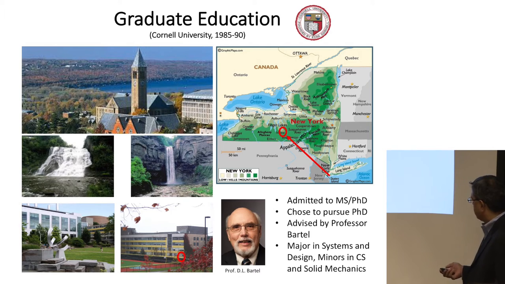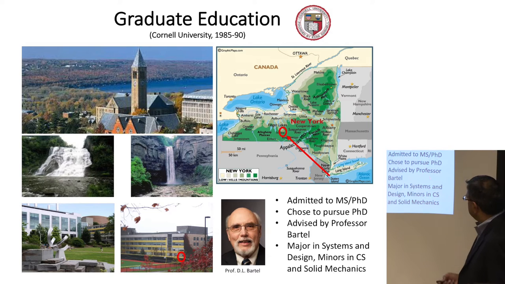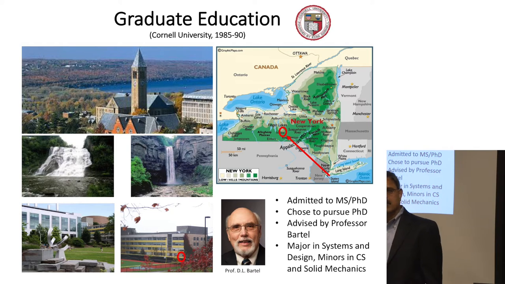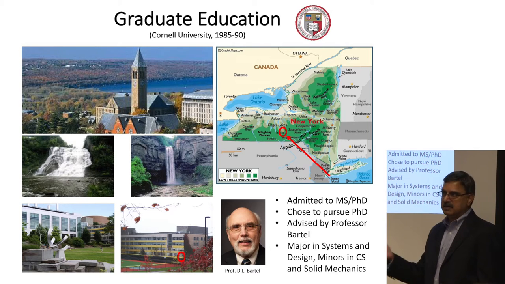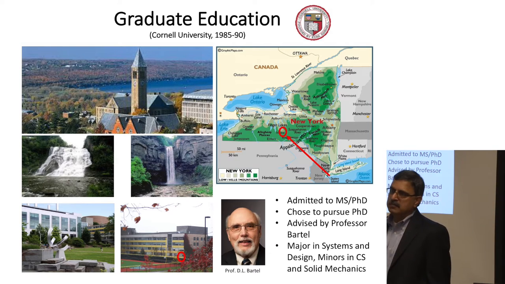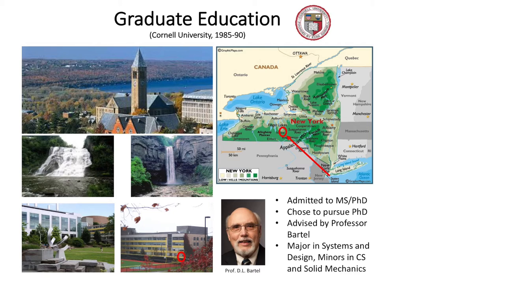So I was in Upson Hall, and Professor Don Bartel was my PhD advisor. I was admitted to an MS/PhD. Cornell always admitted all their students to MS/PhD. It was one's choice whether one wanted to pursue a PhD directly or to go through an MS. I chose to pursue a direct PhD on the advice of Professor Bartel. And Cornell also required us to do minors. I did two minors, one in computer science and another in solid mechanics. And my major was in systems and design, which is sort of a nebulous area at Cornell, which lumped together a lot of different areas.